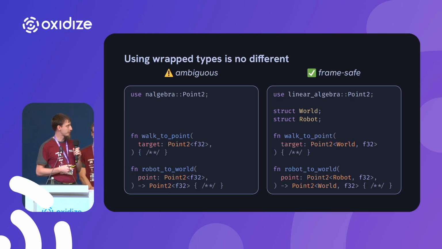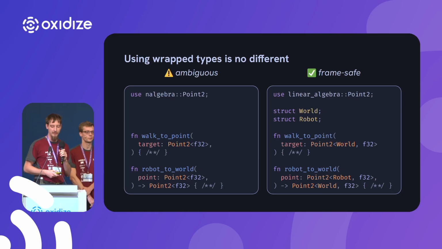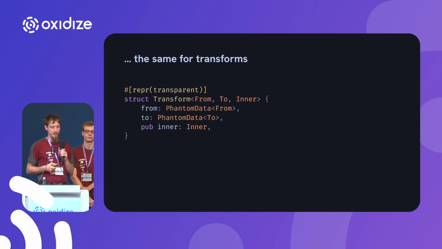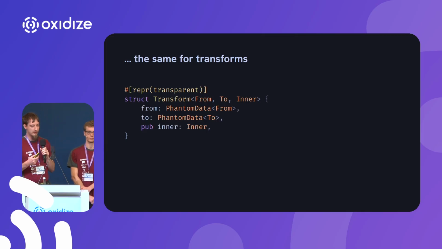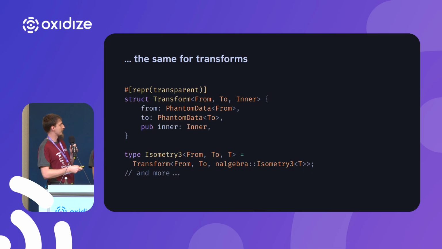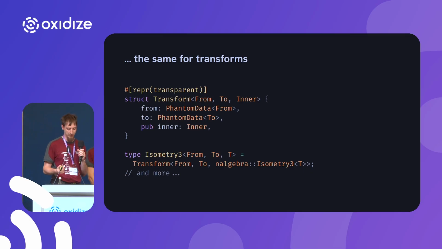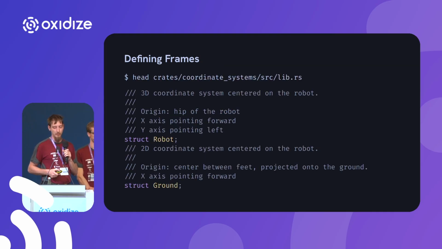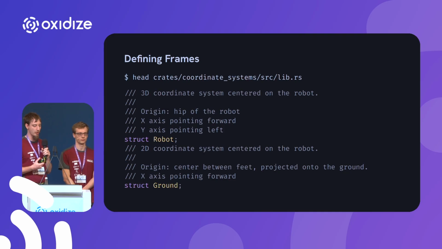When applying this to our code base, like our whole robotics domain code base, we actually spend a lot more time trying to figure out what the correct coordinate system is than actually making the change in the code. And we do the same for transforms, such as the isometry. These take 2 frames and an inner type, and use the same phantom data trick to get the from and to types in there. We also use the transparent representation, and then we also have the type aliases to get the familiar types and type names in there. So we actually have a lot of frames in our robotics code. This is just an excerpt from a crate that we have, whose whole job it is to define these types.